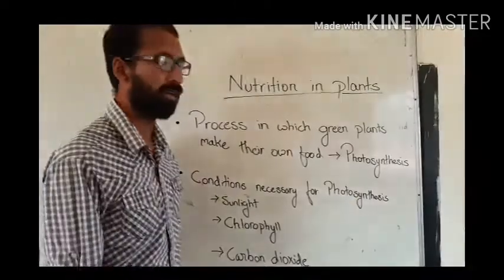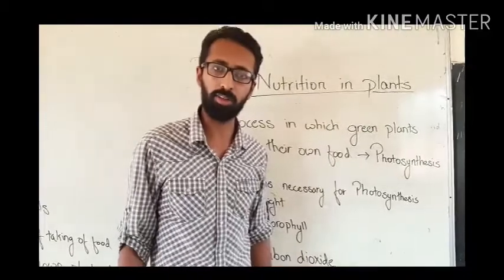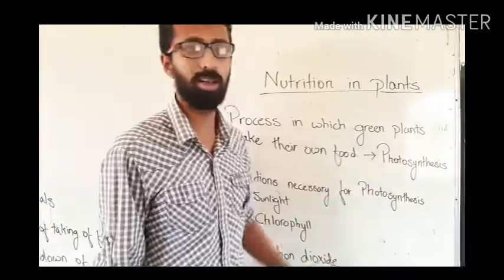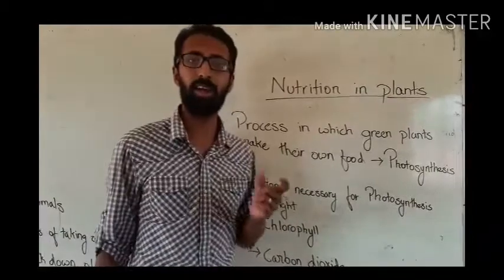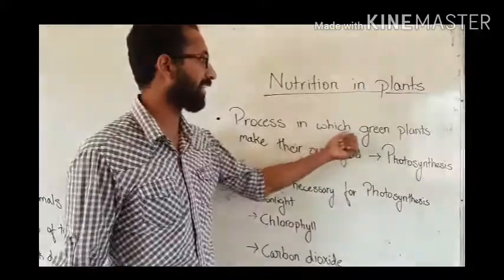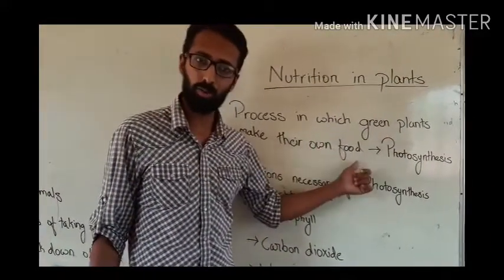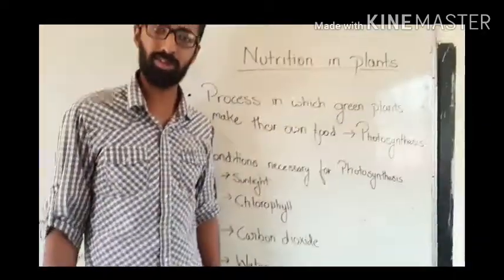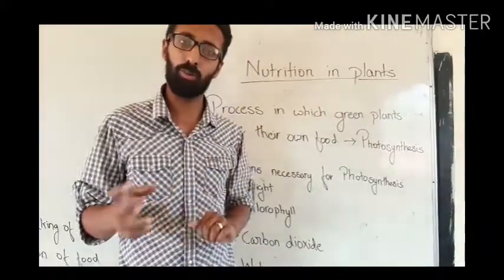We'll be learning about nutrition in plants. In the last class we discussed nutrition, nutrients, types and modes of nutrition. Today we'll be learning about nutrition in plants. In plants we learn about a simple process called photosynthesis, the process in which green plants make their own food. It's a process in which some particular things are used by a green plant to make its own food.